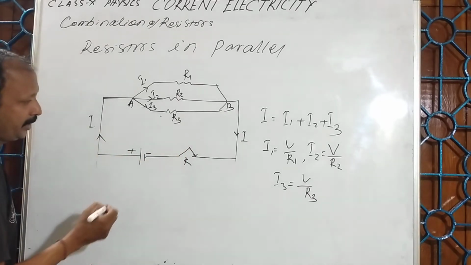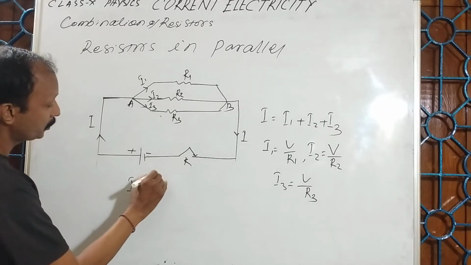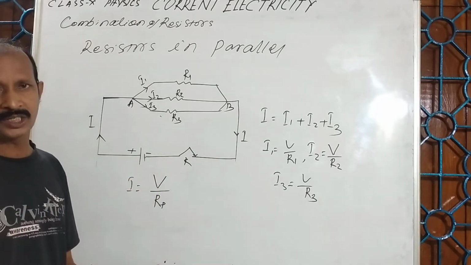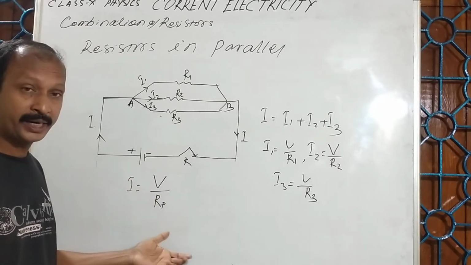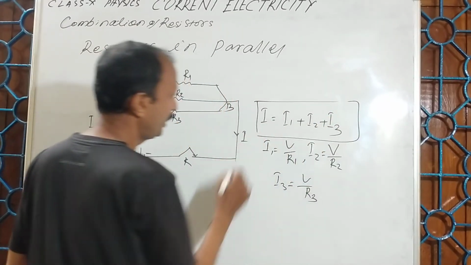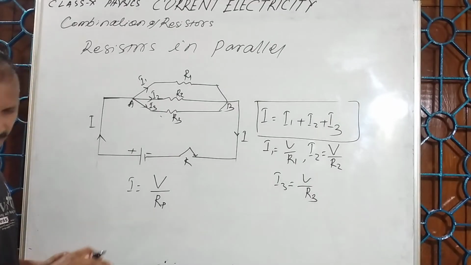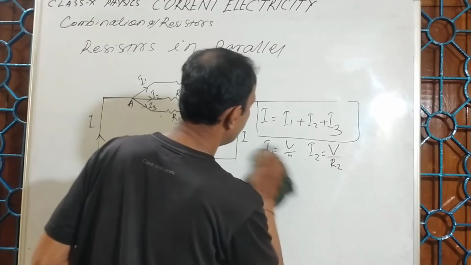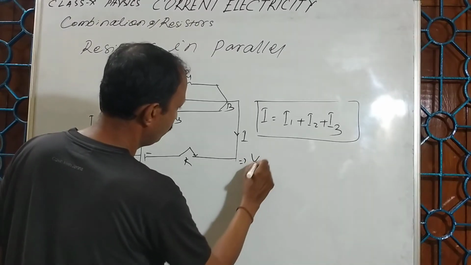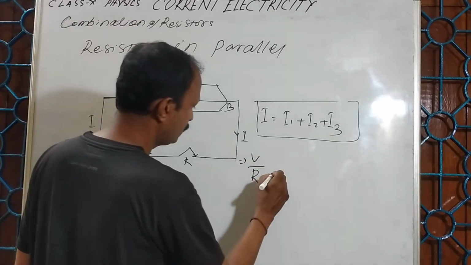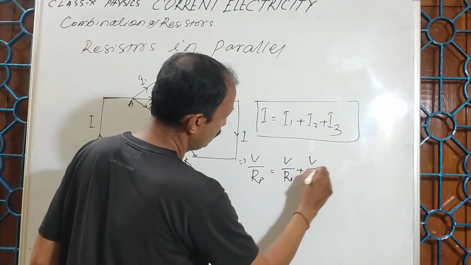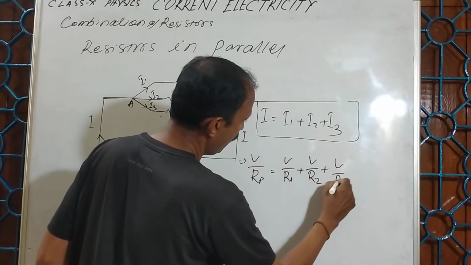So I can write that I is equal to V by Rp. Here Rp stands for the equivalent resistance when the resistors are connected in parallel. But I have mentioned here I is equal to I1 plus I2 plus I3. Then here I can say that V upon Rp is equal to V upon R1 plus V upon R2 plus V upon R3.